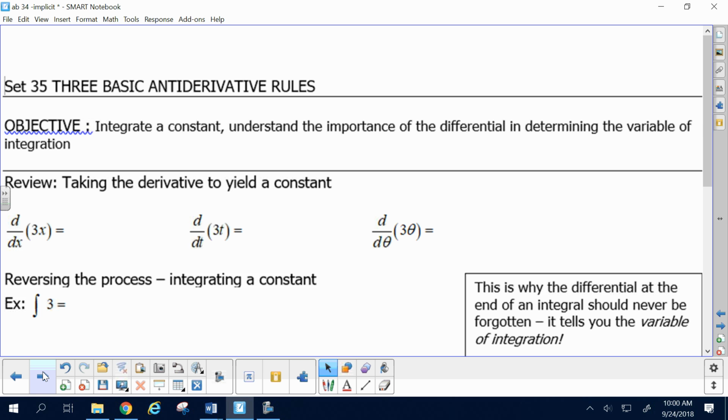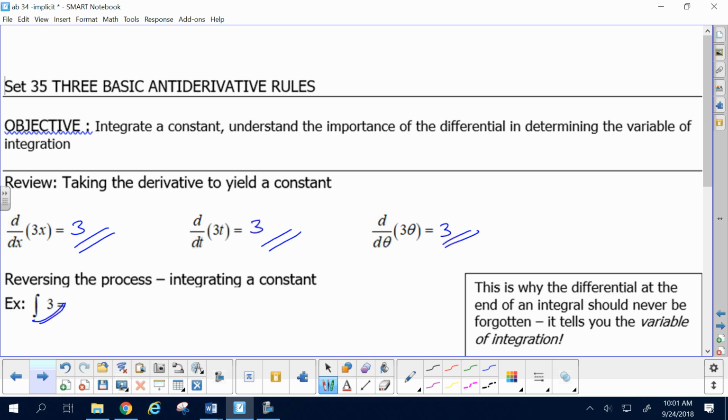Right? So, if I asked you to take the derivative of 3x with respect to x, what's the derivative? 3. If I asked you to take the derivative of 3t with respect to t, what's the derivative? 3. If I asked you to take the derivative of 3 theta with respect to theta, what's the derivative? 3. Okay, then. Here's the idea. All these derivatives were 3. And if I asked you to undo a derivative here, like, hey, what's the antiderivative of 3?